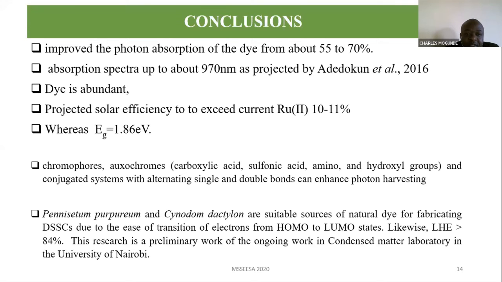Now I conclude that this research, which focuses on enhancement of absorption, was successful up to a point of 70%, and also the spectrum of absorption highly exceeded the previous research, which reaches about 500. This one is about 970 nanometers of wavelength. And also this dye is abundant, and it is expected to exceed the percentage conversion efficiency of ruthenium dyes which are currently being used, which give a yield of 10 to 11%.